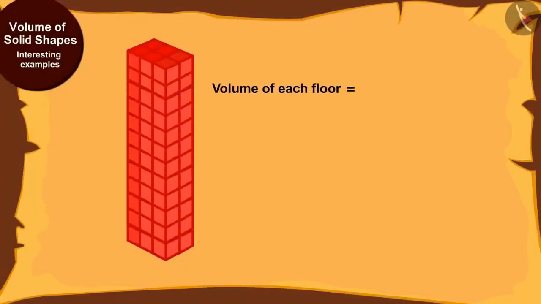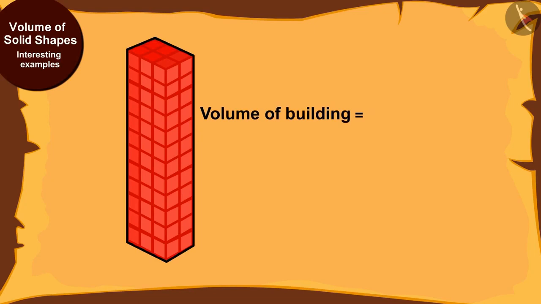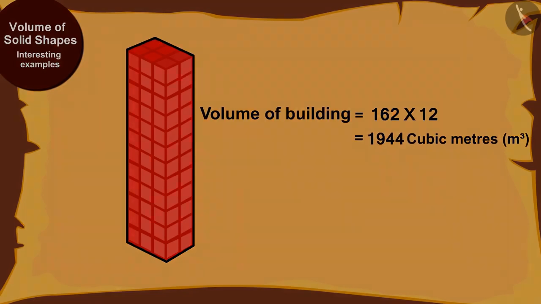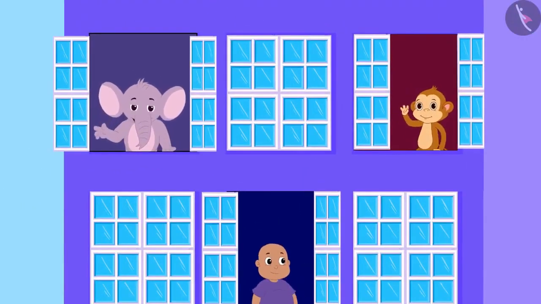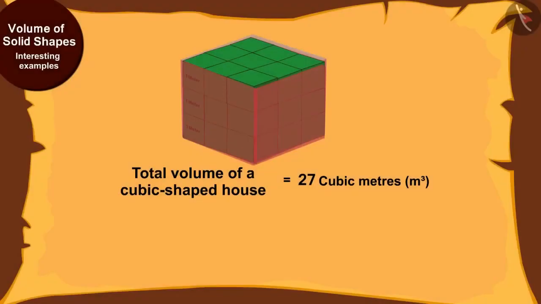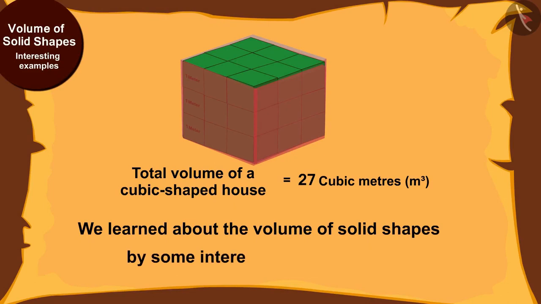The volume of each floor of the building is equal to 162 cubic meters. And there are 12 such floors in the building. This would mean the volume of the entire building will be 162 multiplied by 12. That is 1944 meters cubed. Golu built his building and the people of Champapur started living happily in that building. Children, in this video we learned about the volume of solid shapes by some interesting examples. In the next video, we will look at some of the misconceptions related to this.